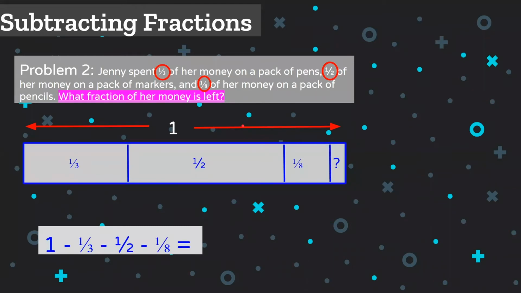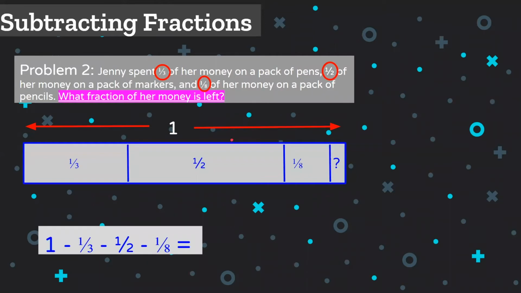Okay, let's look at it, hopefully we used our CUBES method. I circled 1/3, 1/2, and 1/8 as numbers that we knew were important. What was our question? It was, what fraction of her money is left? Well, we knew she had spent these parts on school supplies. So now what we need to do is determine how much money is left.